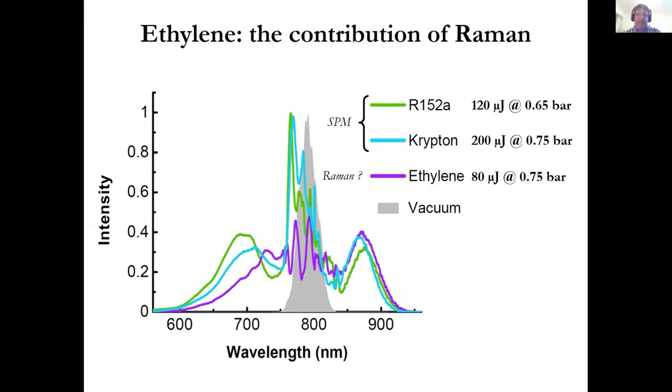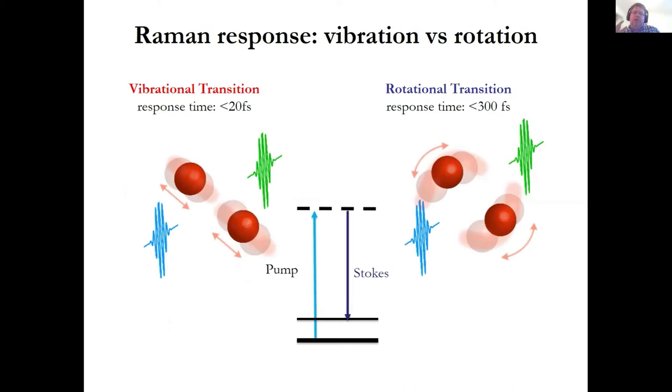So we were thinking, okay, what is the Raman contribution? Is it the vibrational one? Is it the rotational one? And it's mostly the rotational one, because for the vibrational one, the response for the vibration is really, really short. And so we will need sub 20 femtosecond pulses to see the contribution of the vibrational one. And this is from our simulations. And so from this, we thought, okay, instead of using ethylene, let's use nitrogen.